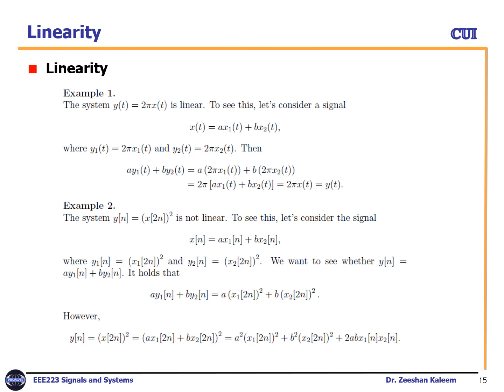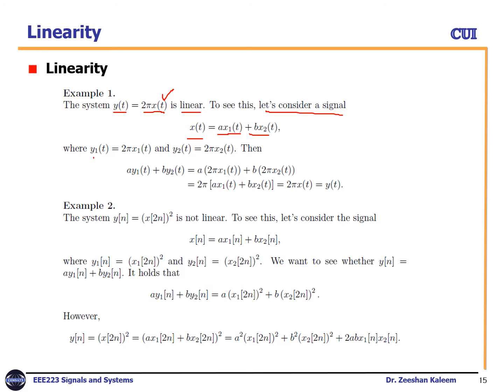This is an example to show whether a system is linear or not. For example, you have a system with input x(t) and output y(t) equal to 2 pi x(t). It is linear, and we have to prove that. Let's consider a signal x(t), which is equal to, as we discussed previously, a x1(t) plus b x2(t). We also have to find a y1(t) and b y2(t).